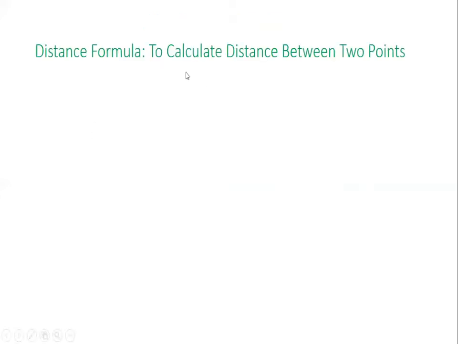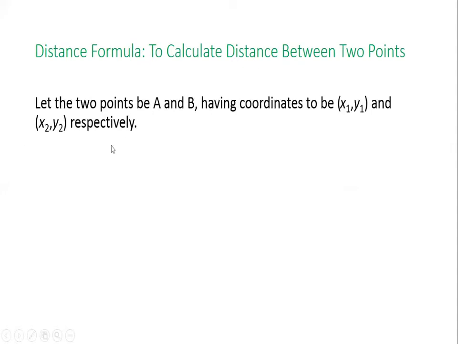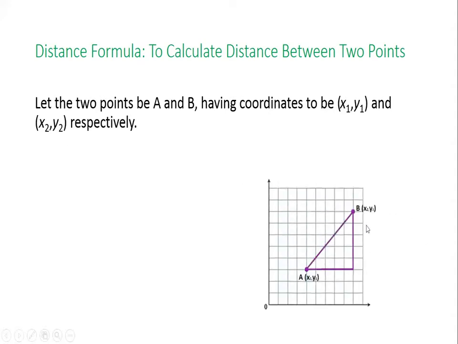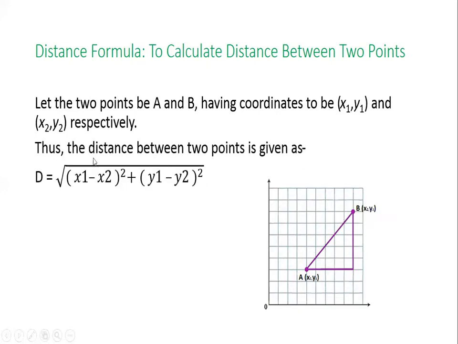Distance formula. To calculate the distance between 2 points, let the 2 points be A and B having coordinates x1, y1 and x2, y2 respectively. We are given a figure where A is a point indicated by x1, y1 and B is a point indicated by x2, y2. Thus, the distance between 2 points is given as d equals root over (x1 minus x2) whole square plus (y1 minus y2) whole square.